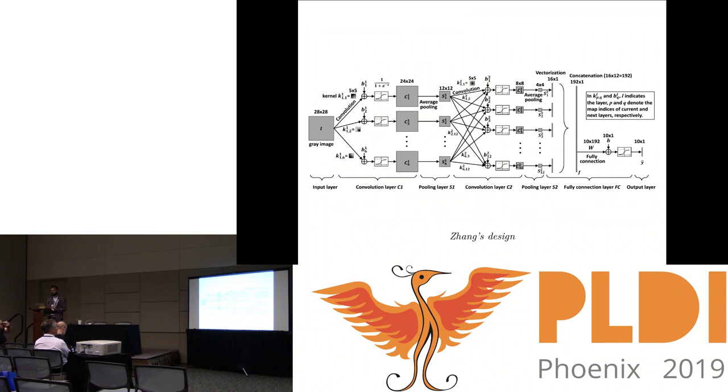Let me first describe the problem. That's the schematic view of one half of the algorithm. This is a particular implementation of this problem, called Zhang's design. It's also a very standard thing that a lot of papers cite. You can do it differently, but conceptually, this is what it is.